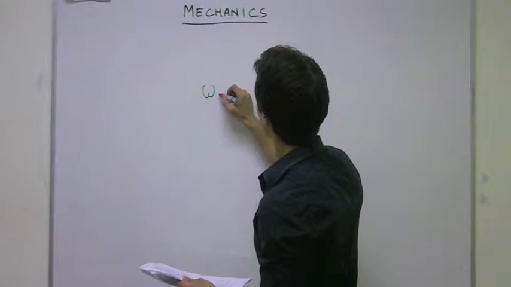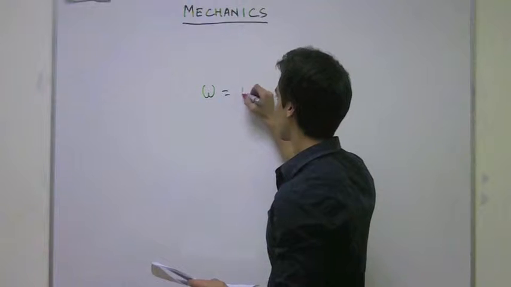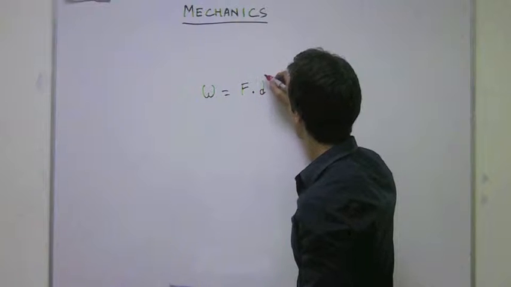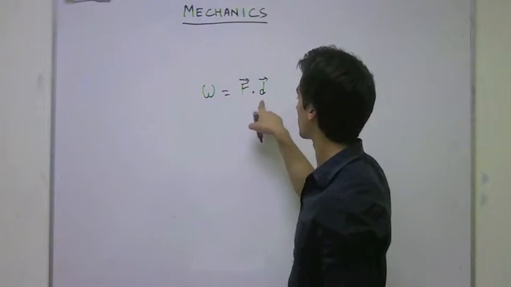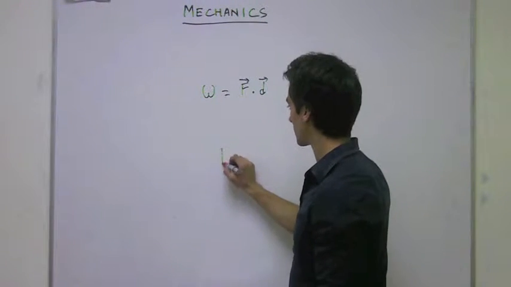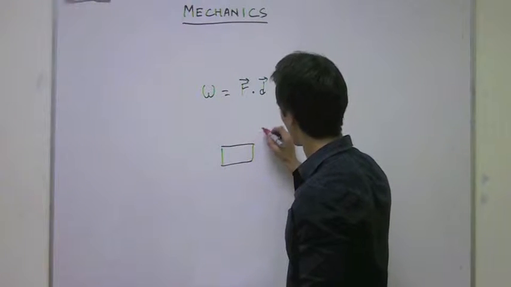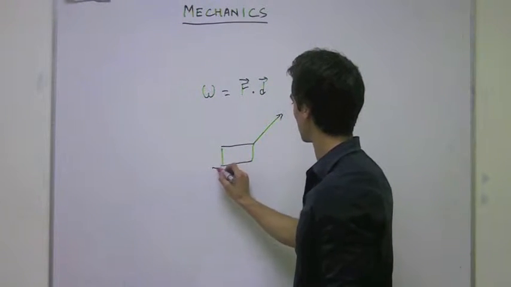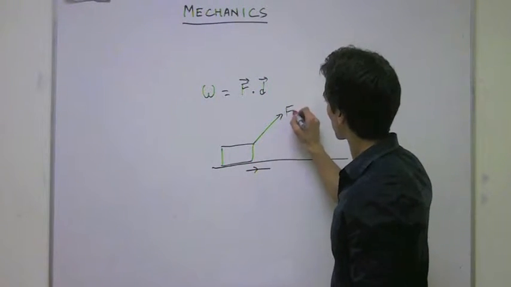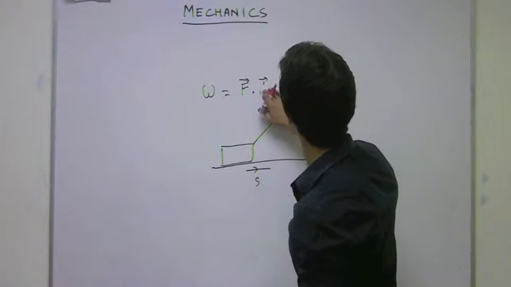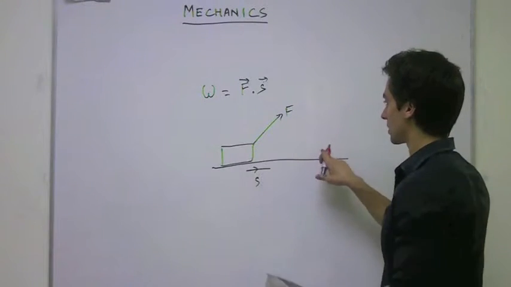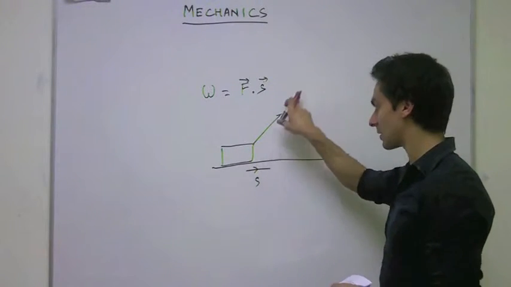Work done is defined as the force acting upon an object multiplied with the displacement in the direction of the force. So you want to give an example to elaborate this. For example, if there is an object and there is a force pulling on this object in this direction, but the object is moving in this direction. Okay, so this is probably denoted by S.